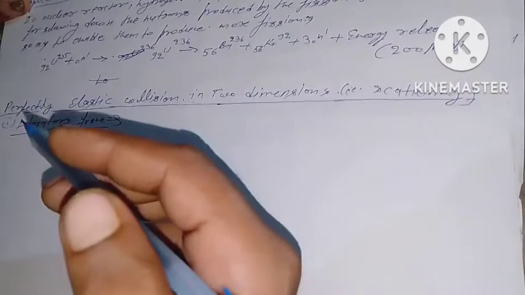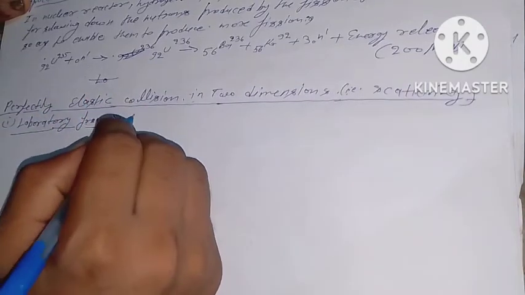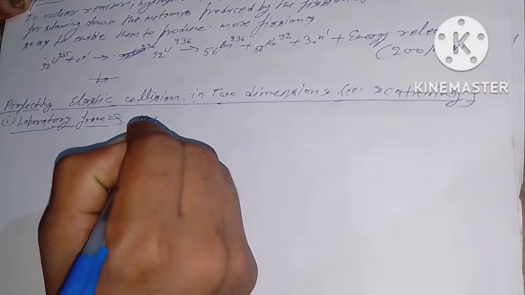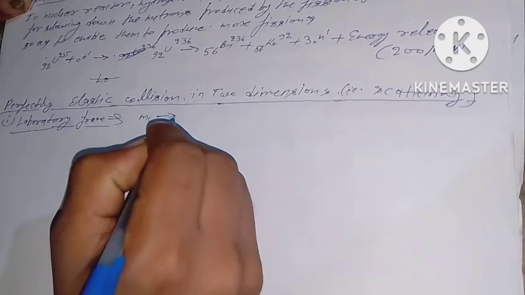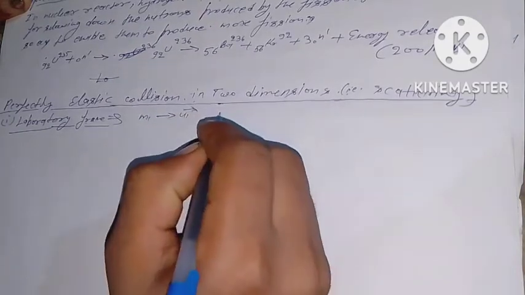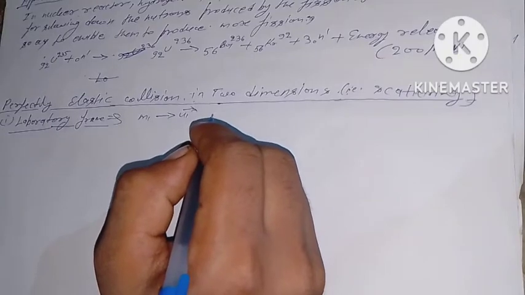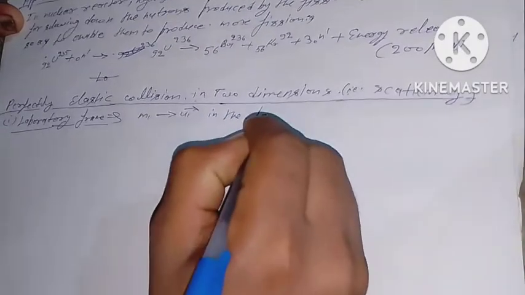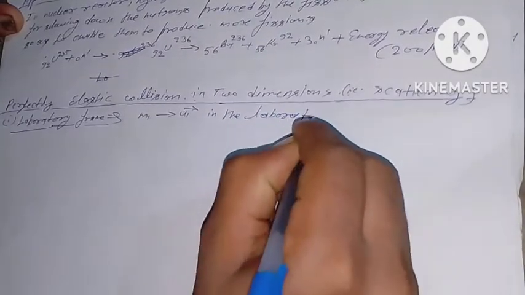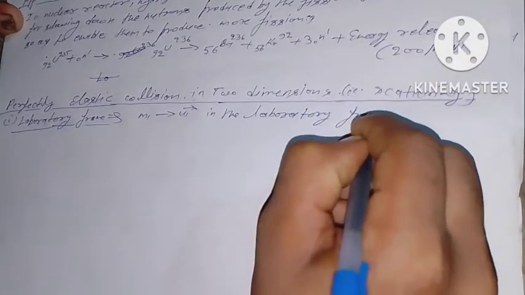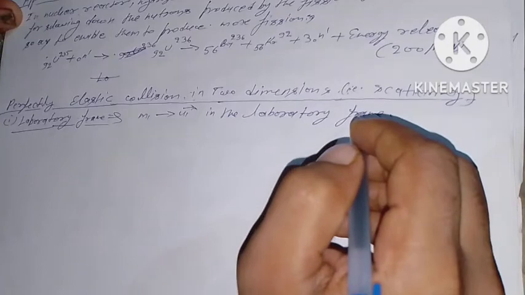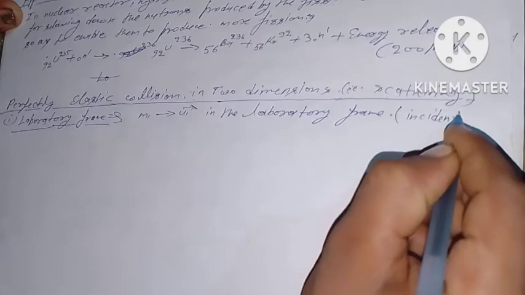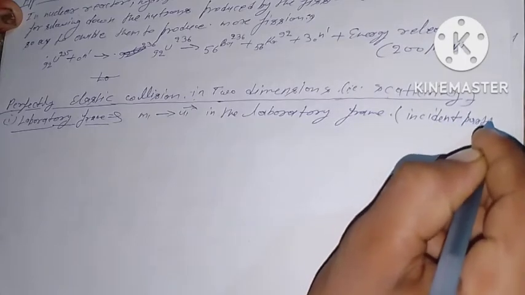Consider a particle of mass m1 moving with a velocity u1 vector in the laboratory frame. This is the incident particle.